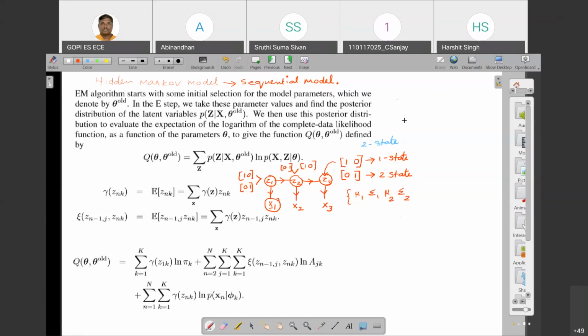Then the transition probabilities: A11 is the probability that the state changes from 1 to 1, that is, staying in the same state. That is the meaning of it. The probability that the state changes from 1 to 2 is A12. And then we have changing from 2 to 1, that is A21, and being in the same state, the second state, A22. So these are the unknown parameters.